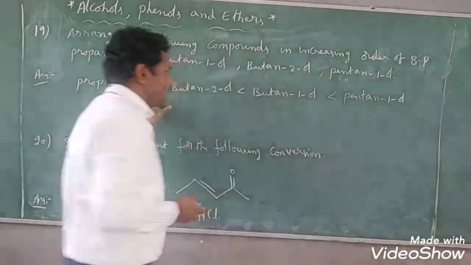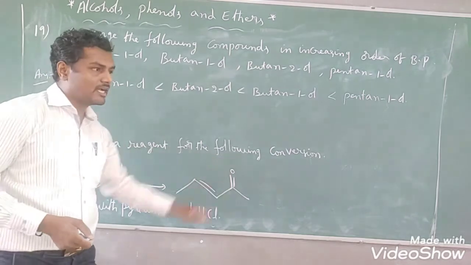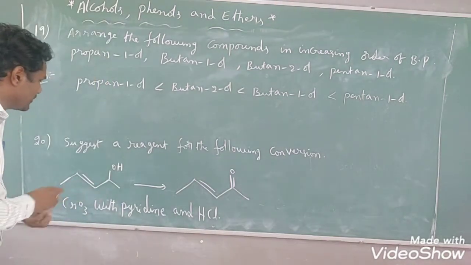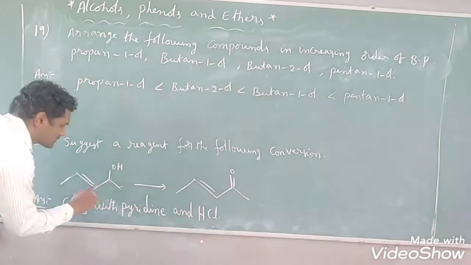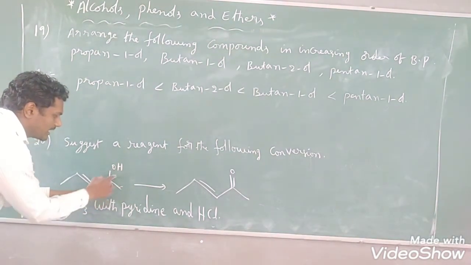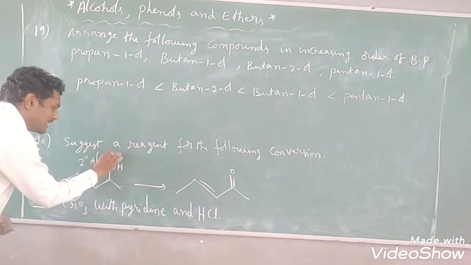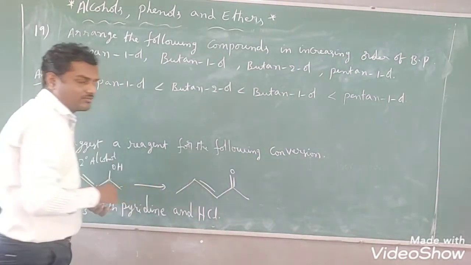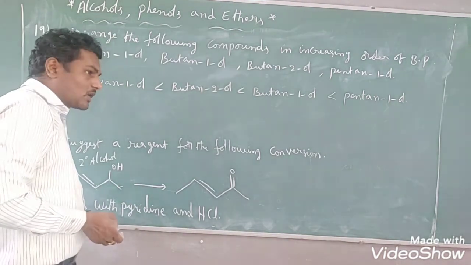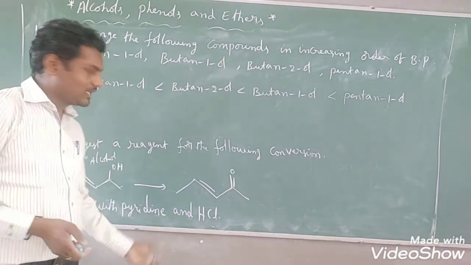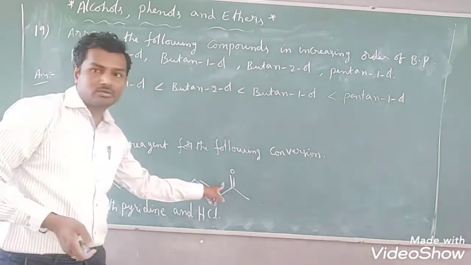Okay, now I hope everybody understood this. And the next question is: suggest a reagent for the following conversion. See that here the OH-attached carbon is further attached to two other carbon atoms. That means this is a secondary alcohol. So a secondary alcohol will be converted into a ketone. Which reagent do we have to use? Generally chromic oxide with pyridine and HCl. This reagent is mainly used for the conversion of secondary alcohol to ketone.